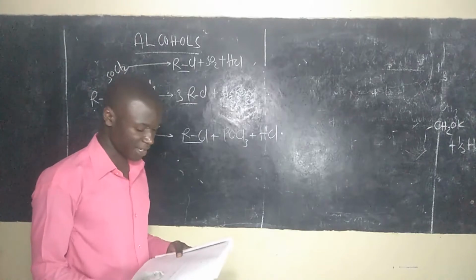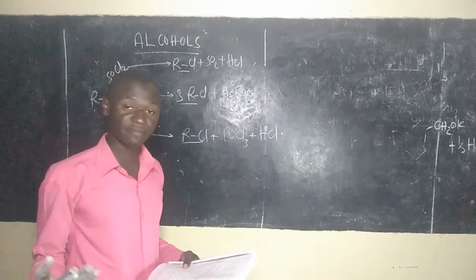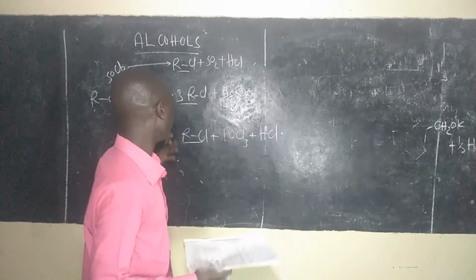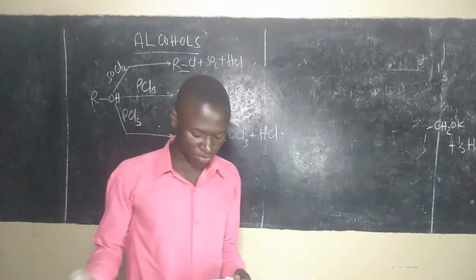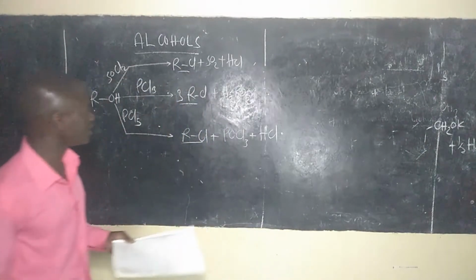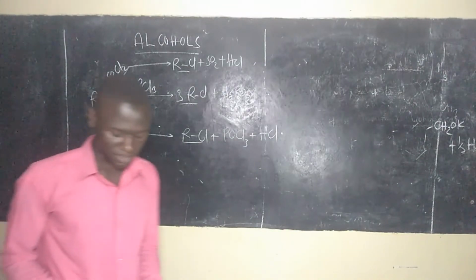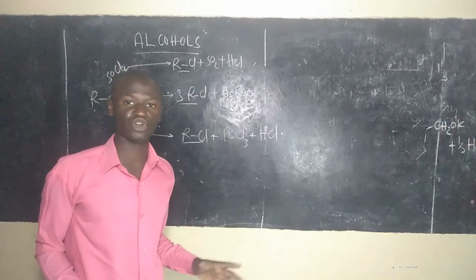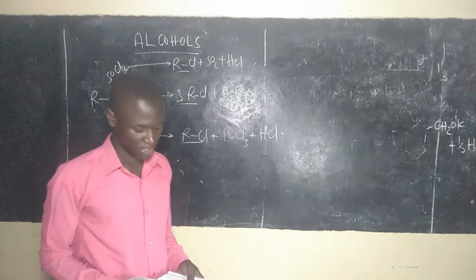kutufikisha pale. So the reactions are taking place at room temperature ambayo ni 25 degrees Celsius. So no problem. Don't worry anything about the conditions of the reaction. Reactions are taking place at room temperature and hakuna haja yote ya kusema kwamba kuna maybe dry ether or anything. And among these reactions, they can be used in the preparation of haloalkanes.